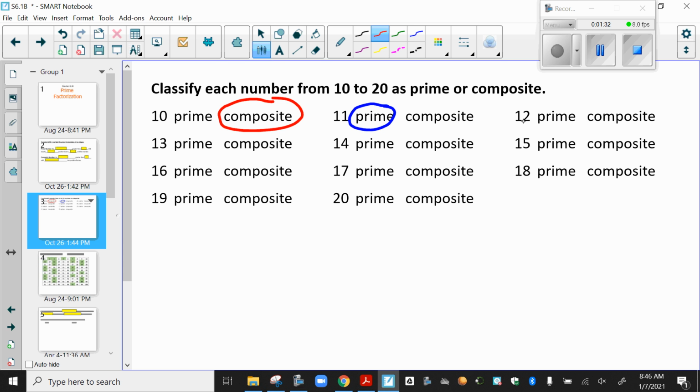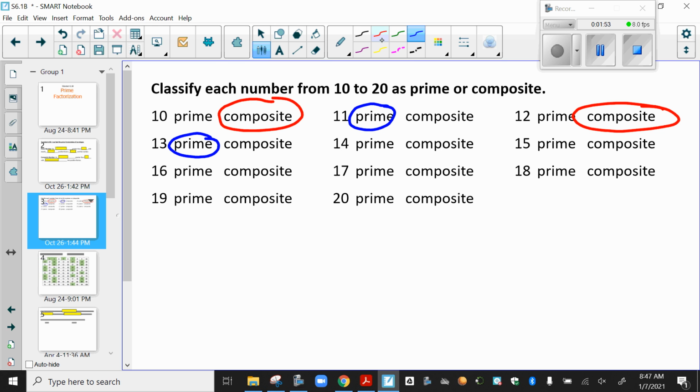All right. 12. We can do 1 times 12. I can remember that 2 times 6 makes 12, and as soon as I have a second pair, we know it's composite. 13. 1 times 13. 2 doesn't work. 3 plus 1 is 4. That doesn't work for 3. Doesn't end in 5 or 0, so this would be prime.